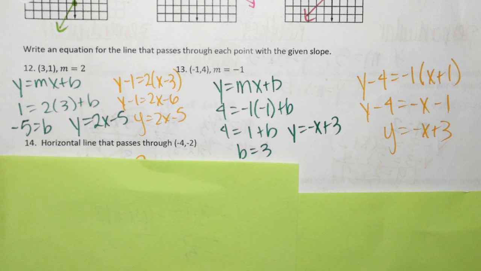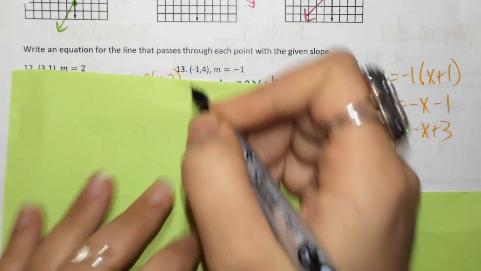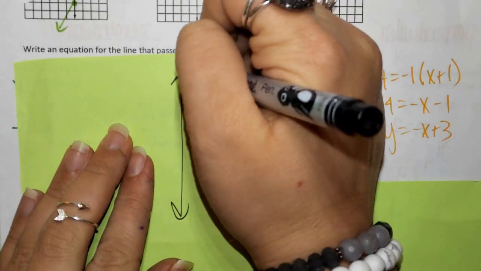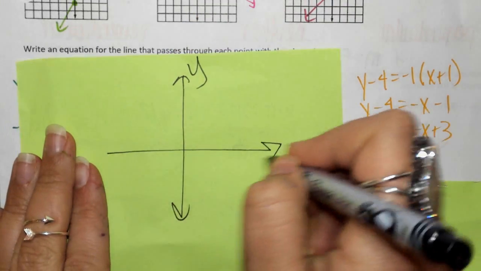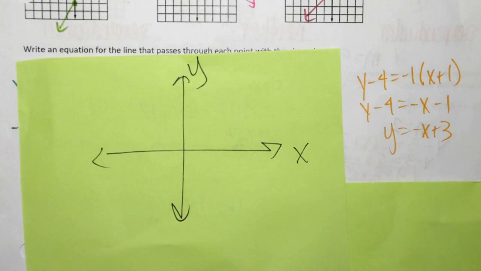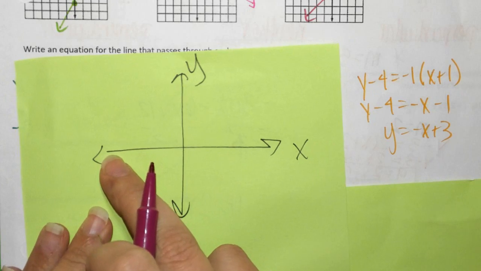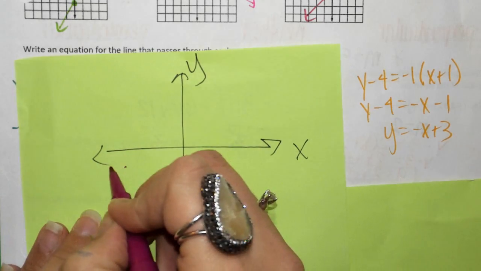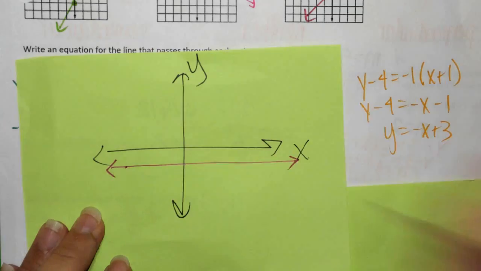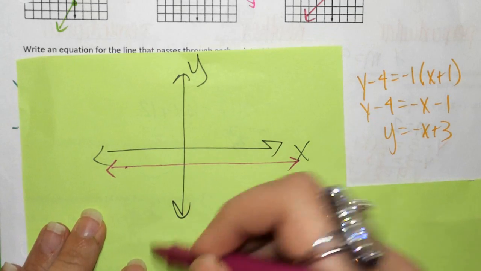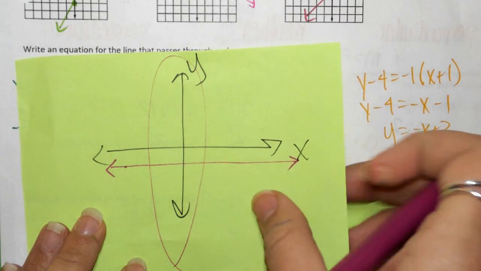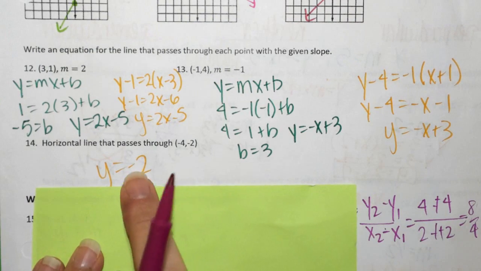It's horizontal. My axis is horizontal, but I'm talking about the line. This is my y-axis, correct? This is my x-axis, correct? It said the horizontal line that passes through -4, -2. What axis do I pass through? The y-axis. That means that my equation is y equals -2.